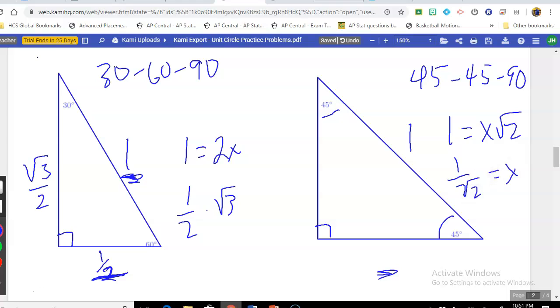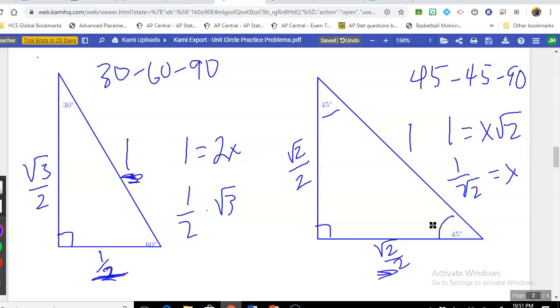Well, we clean that up the way we know we should. We shouldn't leave a radical on the bottom. And we get that this length over here is the square root of 2 over 2. And because it's isosceles, we know that this is also the square root of 2 over 2. Now, that is all very important information, and we're going to relate it to the unit circle here in just a moment. But that's very important for us to understand.